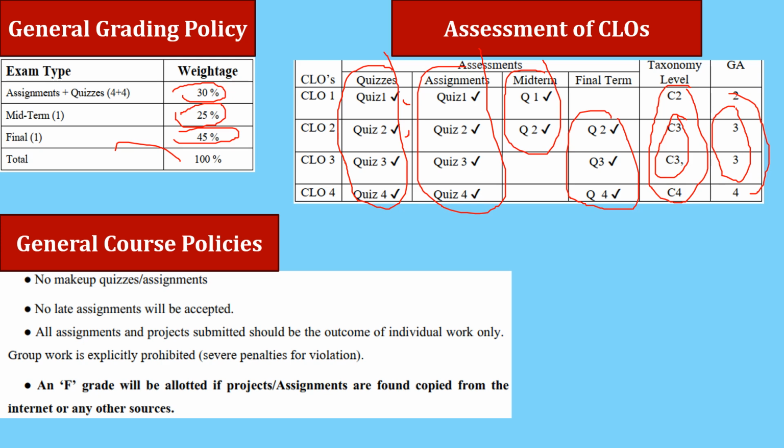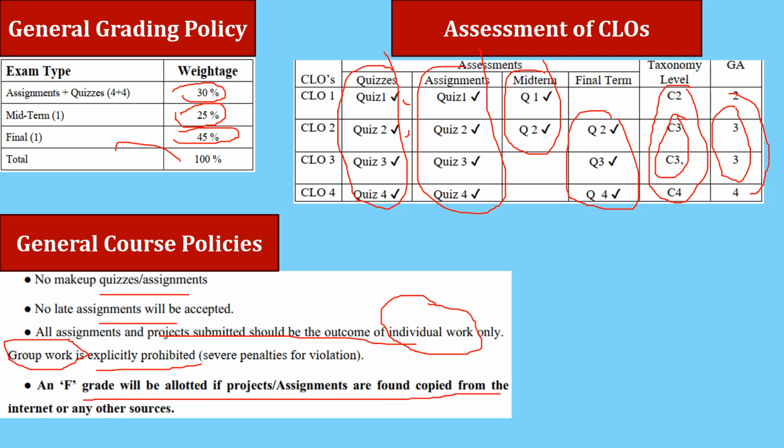No makeup quizzes, and no late assignments will be accepted. All assignments and projects must be submitted as individual work only. So we don't have any group work. Group work is explicitly prohibited. Remember this one, no group work. There is a severe penalty for any violation of the rules. An F grade will be allocated if a project or assignment is found copied from the internet or any other resources.